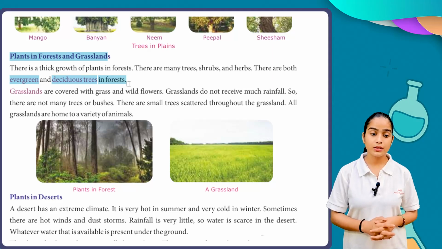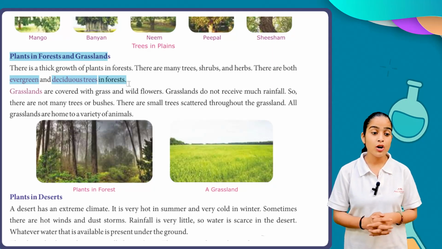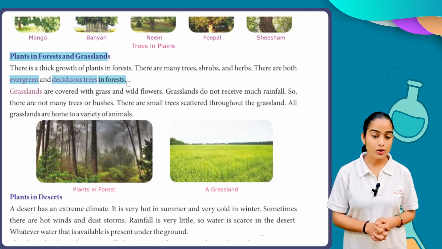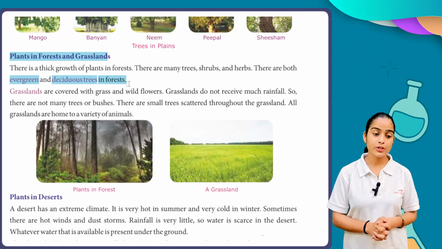Grasslands are covered with grass and wildflowers. Grasslands do not receive much rainfall, so there are not many trees or bushes. There are small trees scattered throughout the grassland. All grasslands are home to a variety of animals.